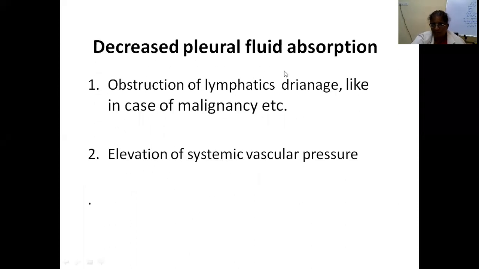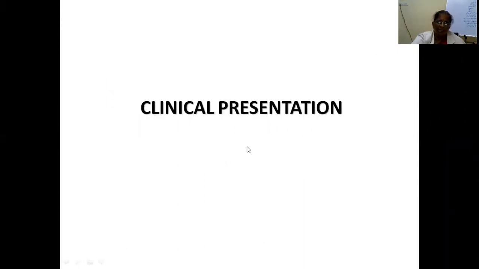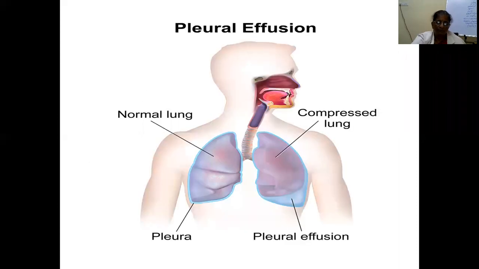Decreased pleural fluid absorption occurs when there is an obstruction to the lymphatic drainage, as in the case of malignancies, or sometimes in the case of systemic venous pressure elevation. Now, the presentation of pleural effusion.